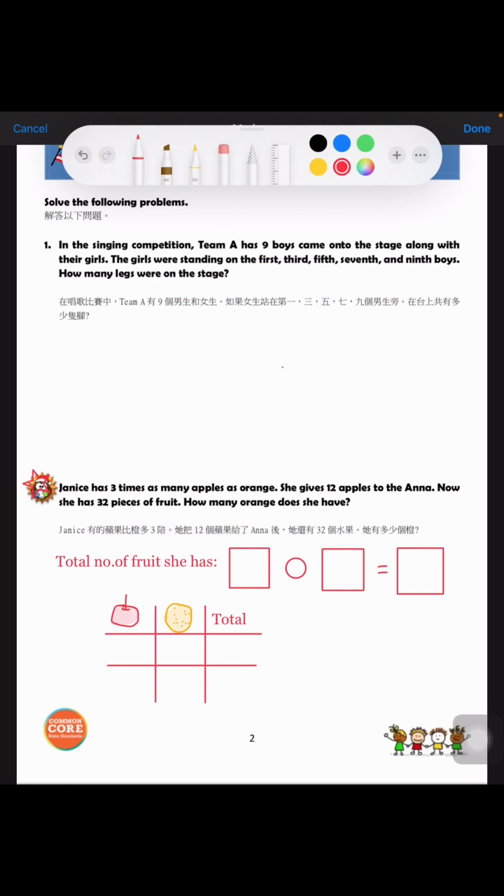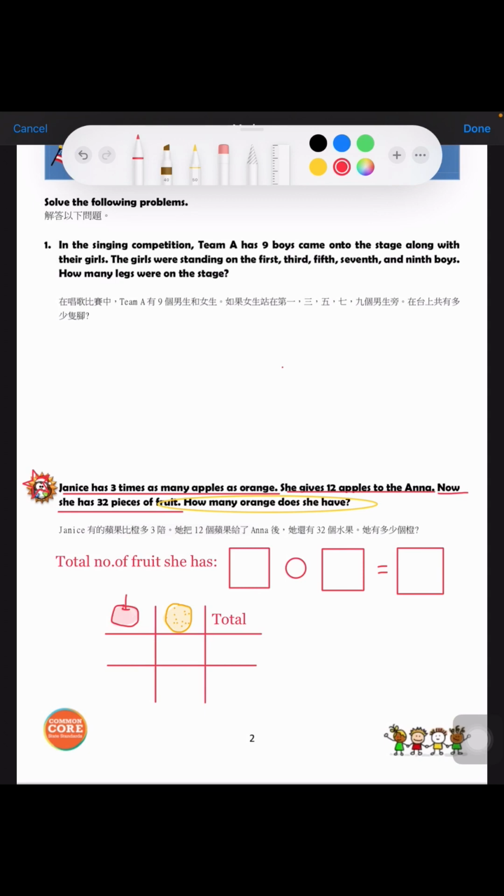Janice has 3 times as many apples as oranges. She gives 12 apples to Anna. Now she has 32 pieces of fruit. How many oranges does she have? First, let's find out how many fruits she has at first. We may use the method of working backwards.